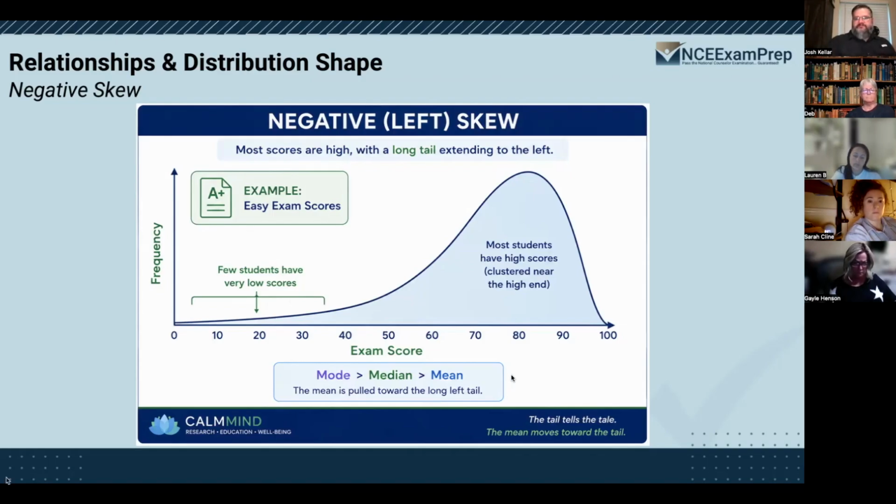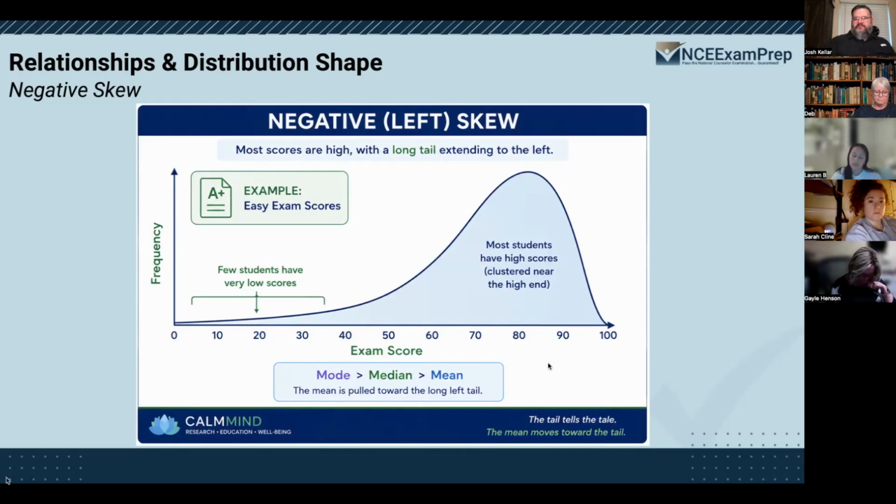Right? Does that make sense? If we didn't have these low scores, the average score would be closer to this high end. But because we have these low scores, that brought the mean lower than the median and definitely lower than the mode.